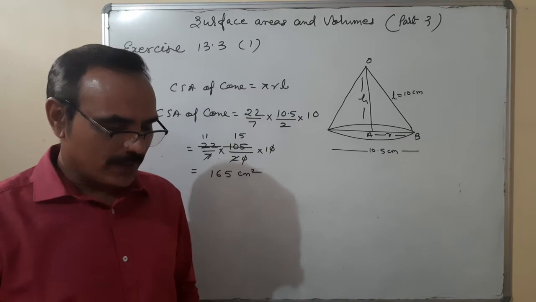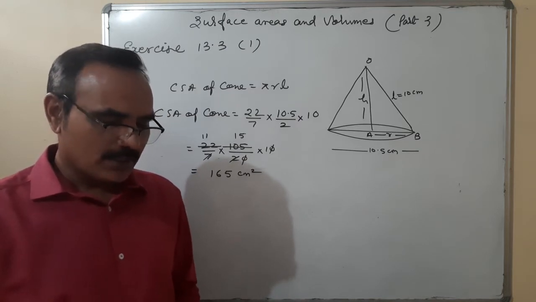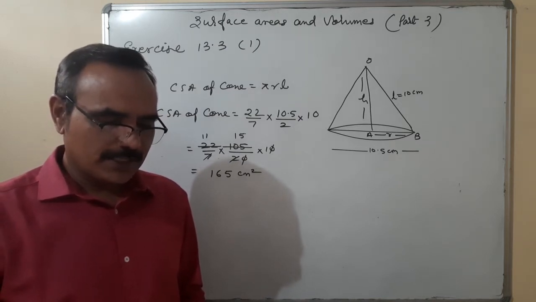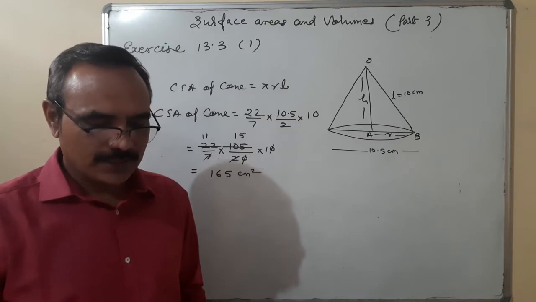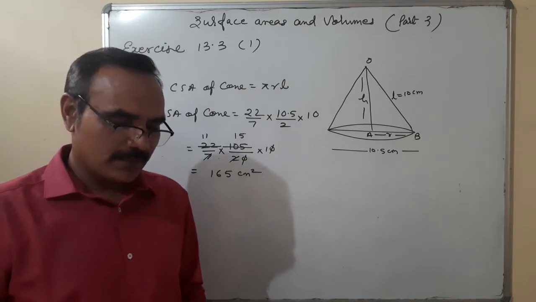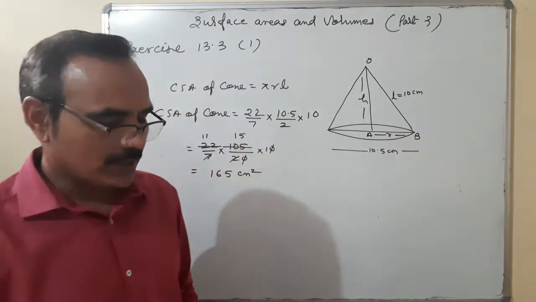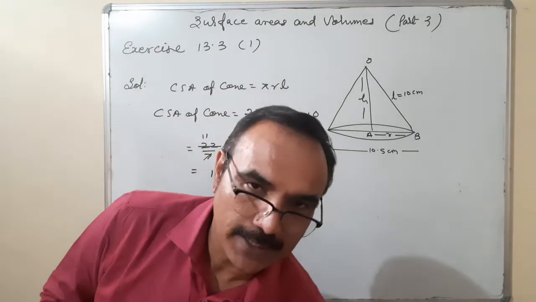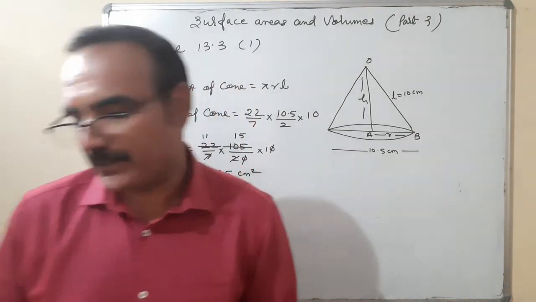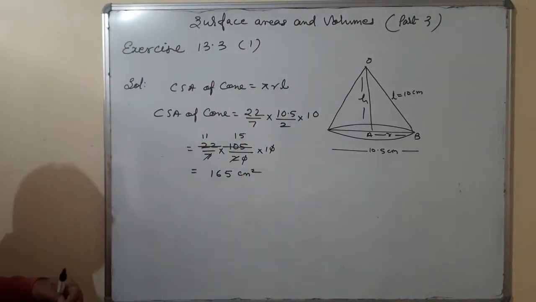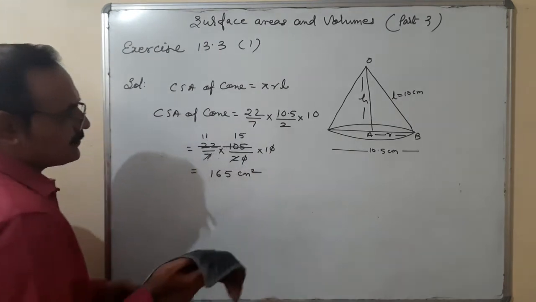Third question I am solving here. It's a different type of question. Curved surface area of cone is 308 centimeter square and its slant height is 14 centimeter. Find the radius of the base and second the total surface area of cone. Here curved surface area of cone is given 308 centimeter square. CSA is given. If the CSA is given, what does it mean? We'll use the formula of CSA first.